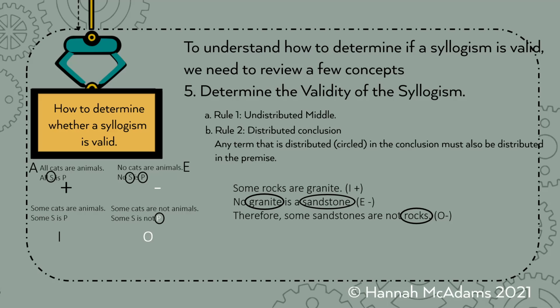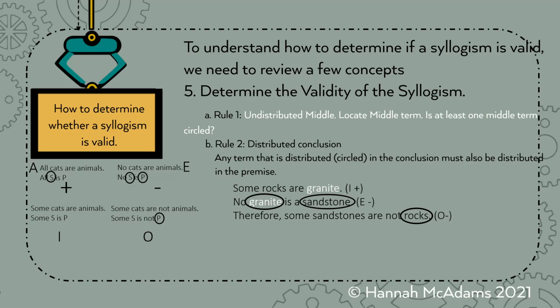Well, first of all, what's the middle term? How do we know what the middle term is? The term that is not in the conclusion. It's in both premises, which is granite. Granite is in both premises. And no granite is a sandstone. Granite is circled, so that's good. So it has to be circled in at least one. It can be both, but at least one term. So is at least one term circled, which means distributed? Yes, in the E statement, it is. So it's following that rule.